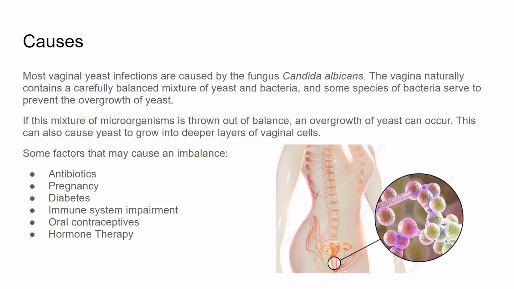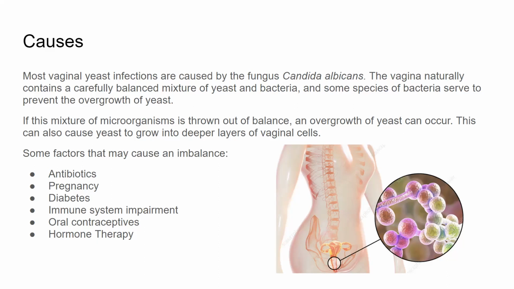As Aubrey said earlier, most vaginal yeast infections are caused by Candida albicans, which is a type of yeast fungus. And this naturally occurs in the vagina as part of a balanced mix of microorganisms, including yeast and bacteria, and the bacteria actually will keep the yeast population in check. And a yeast infection occurs when there is an imbalance in that cocktail of microorganisms that causes the yeast to overproduce or to grow into the deeper layers of vaginal cells.